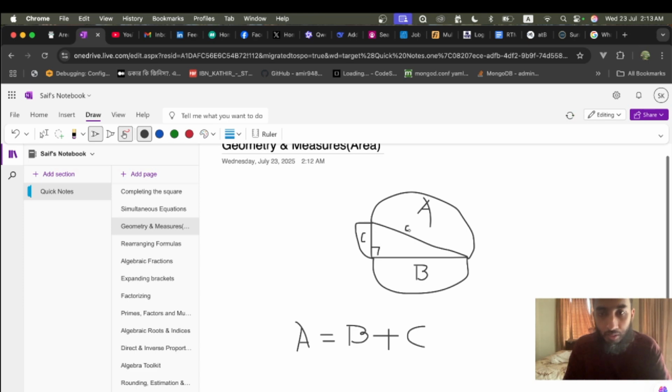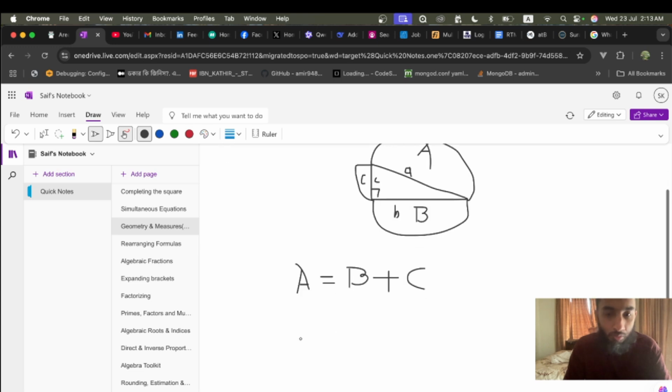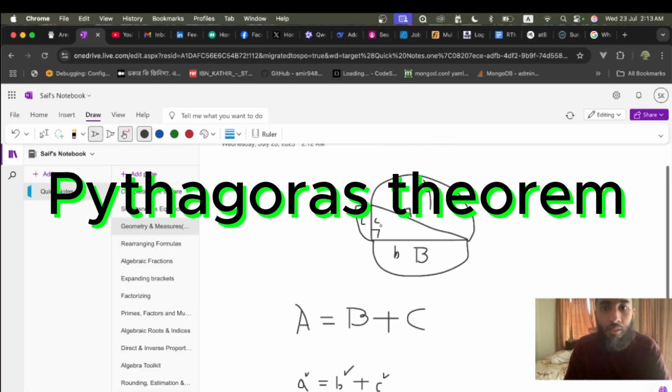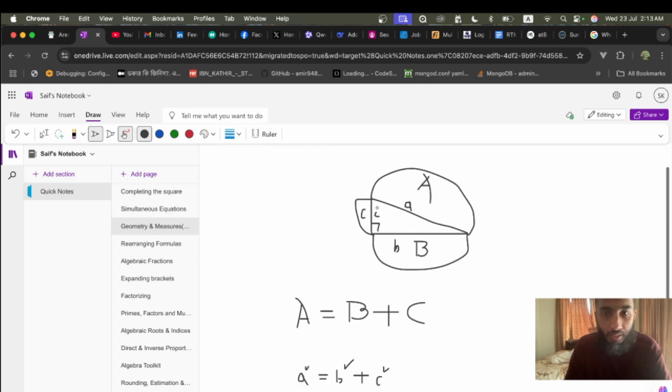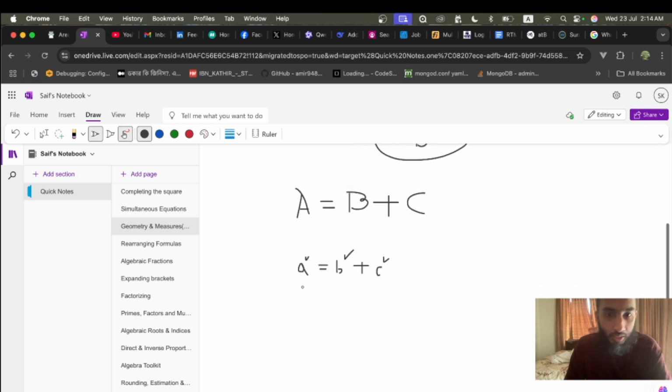So if this edge, not the region but this edge, is A, and let's assume this edge is B and this edge is C, then according to the Pythagorean formula, we can write A square equals B square plus C square. Now what is this A? This is a semicircle, so this is the diameter. If this is the whole circle, this is the diameter.